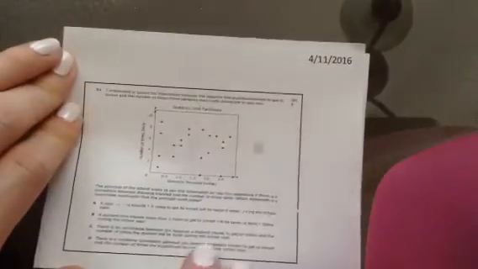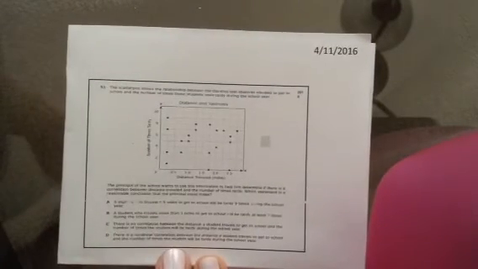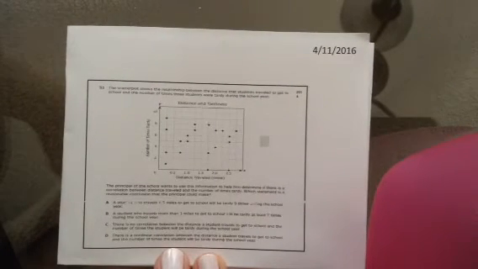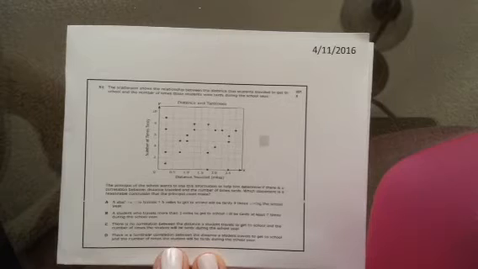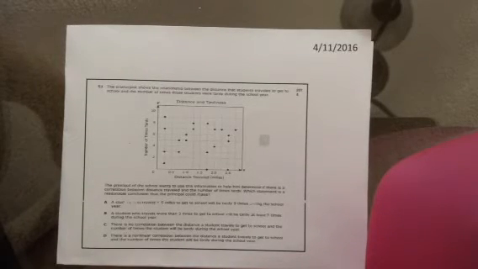51. This is our last one. It is 51. The scatter plot shows the relationship between the distance that students traveled to get to school and the number of times those students were tardy during the school year. The principal of the school wants to use this information to help him determine if there's a correlation between distance and the number of times tardy. Which statement is reasonable?